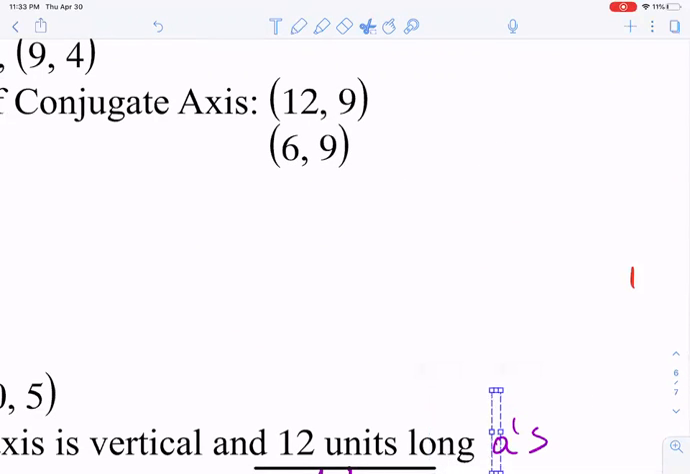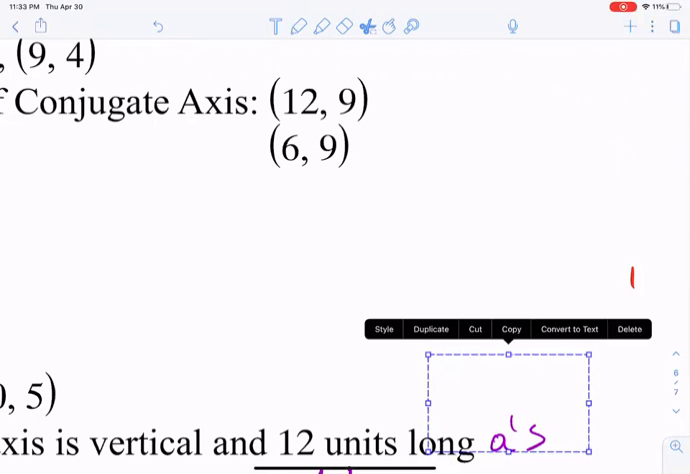Let me erase this kind of stuff. Doesn't want to erase, huh?